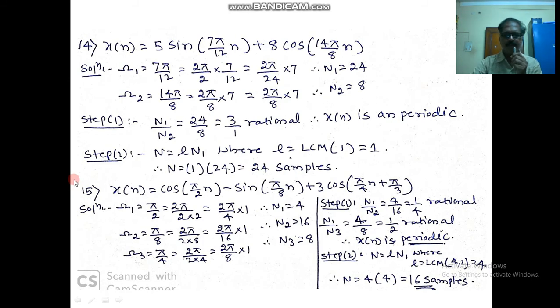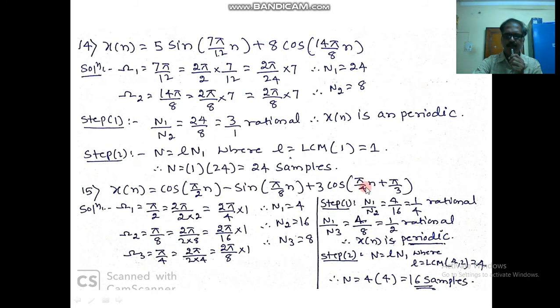Go for the 15th problem. x of n equals cos of π by 2 n minus sin of π n by 8 plus 3 into cos of π n by 4 plus π by 3. Here I have three signals linearly combined. So let us calculate Ω1, Ω2, Ω3. Ω1 is here π by 2. Express this π by 2 in the form of 2π by N into K. We will get N1 equals 4. This is Ω2. Ω2 equals π by 8. Express this π by 8 in the form of 2π by N into K. Here N2 is 16.